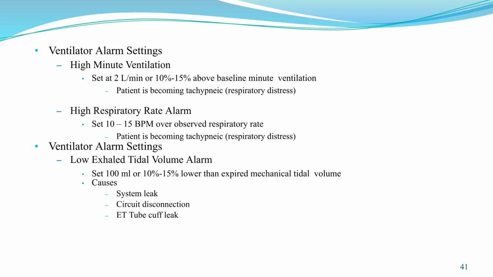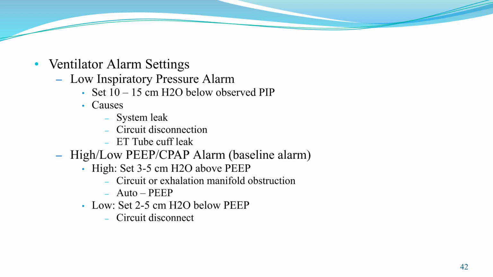Ventilator alarm settings include the high minute ventilation alarm, set 2 liters per minute or 10% to 15% above baseline. This alarm often indicates the patient is becoming tachypneic due to respiratory distress. The high respiratory rate alarm is set 10 to 15 BPM over the observed rate and signals patient tachypnea. The low exhaled tidal volume alarm, set 100 milliliters or 10% to 15% lower than expired mechanical tidal volume, can be caused by a system leak, circuit disconnection, or ETT cuff leak.